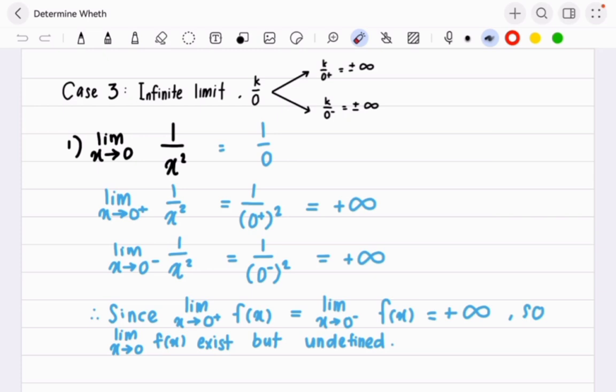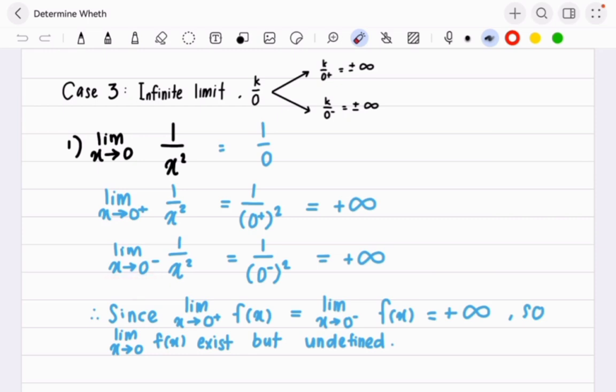So our third case is infinite limit, k over 0. So let's look at our question. Limit x approaching 0, 1 over x squared. So when you substitute 0 into x, you will get 1 over 0, which is constant over 0. So what you need to do is to solve limit x approaching 0 from the right and limit x approaching 0 from the left. Let's solve it.